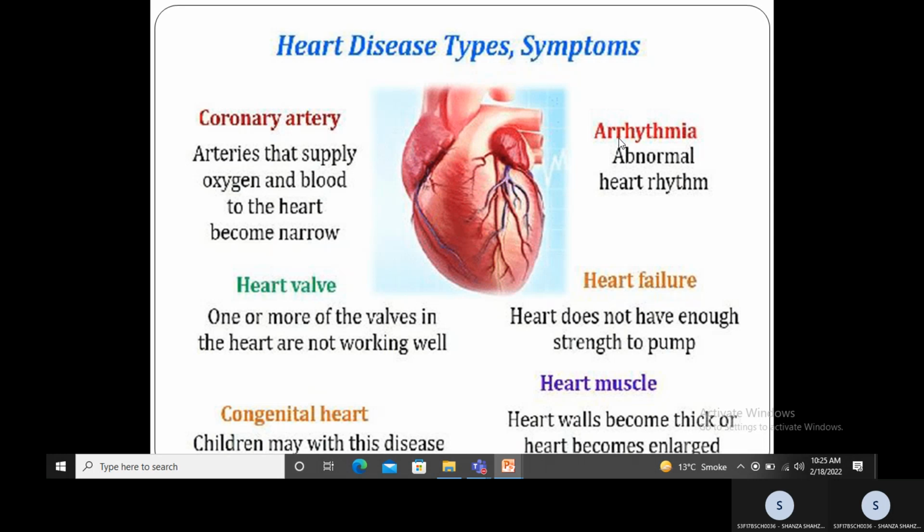Then is the arrhythmia. This is the abnormal heart rhythm. If your heart rhythms are not normal, you have arrhythmia. And then is the heart failure. Heart does not have enough strength to pump. Heart muscles, heart walls become thick or heart becomes enlarged.